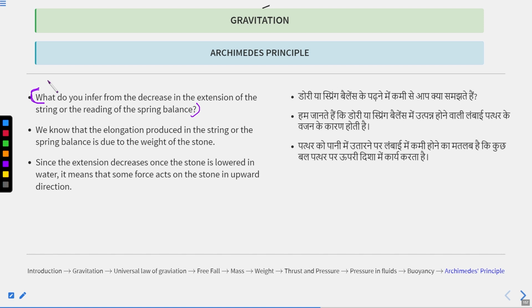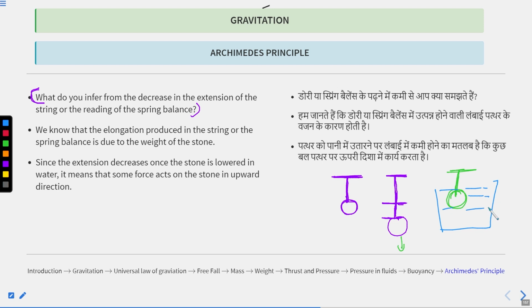So the first question is why that elongation happened. From here you were holding, this is your rubber string in its original length. When you suspended the stone, the rubber string elongated. But why is it elongated? It is elongated because of the weight of the stone. When you put this in water, what is happening? Water will exert an upward force on this object, because of which this elongation will decrease.